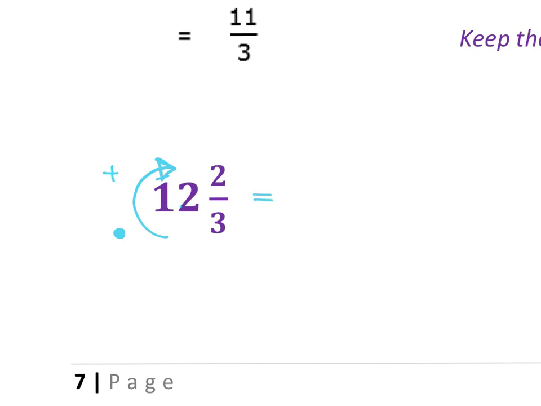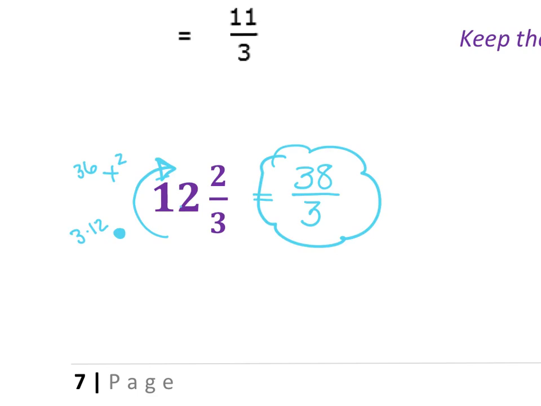So 3 times 12 gives me 36, and then I'm going to use my 36 and add the 2, so I get 38 over, and remember the D in MAD stands for denominator stays, so 38/3, and that is the same as 12 and 2/3. This is the improper fraction version of that.